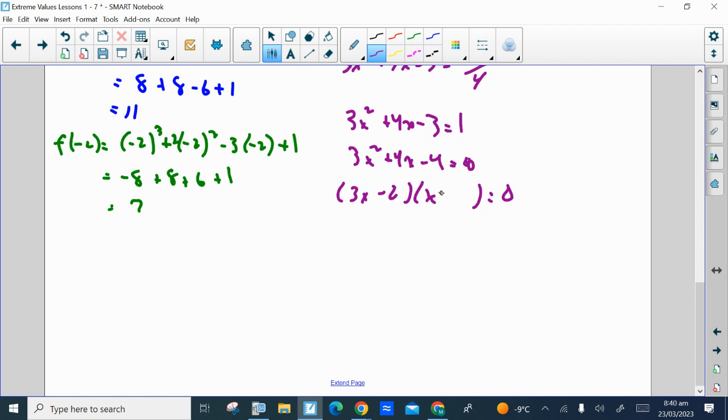And I think 3x minus 2 and x plus 2 will work. The outer product is 6x, the inner minus 2x, that gives you the 4x in the middle. The front terms multiply to get 3x squared, the last terms multiply to get -4. So our solutions will occur where each factor equals 0.